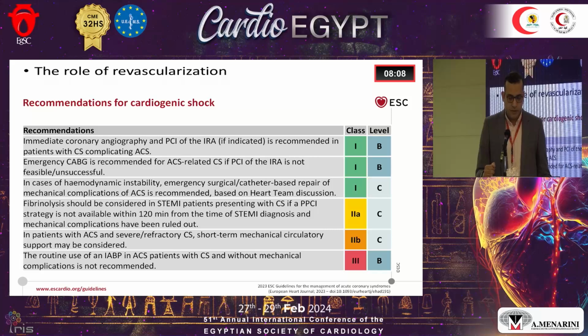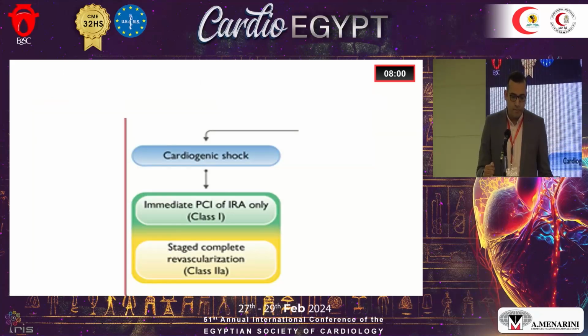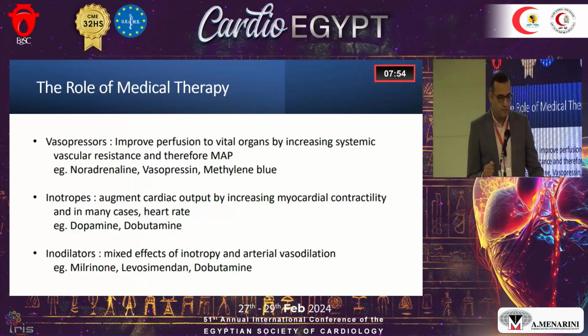In case primary PCI is not available within 120 minutes, thrombolysis should be considered in this patient. And remember that revascularization is for the culprit vessel only, and then stage for the other vessels.